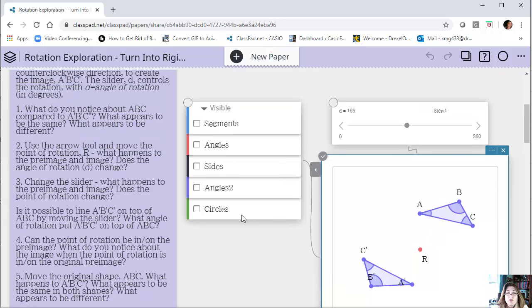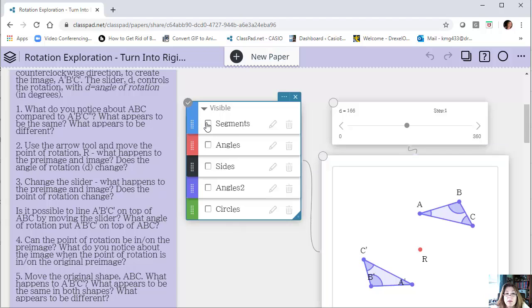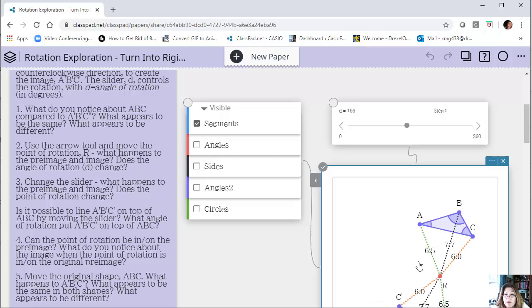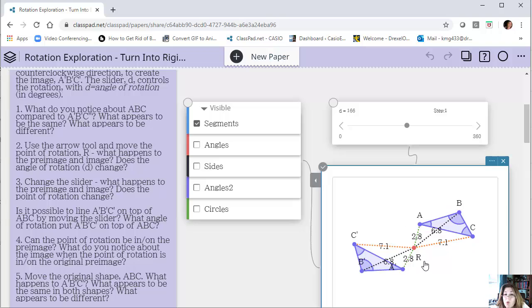Then there's a bunch of these hide show buttons here, which then have them explore rotations a little bit further. So if I were to click segments, what they're going to see here is the corresponding points connected with segments to that point of rotation, right? And what they're hopefully going to notice is that all of those corresponding segments have the same length. So basically the images are the same distance away at each point from the point of rotation. That's something we want them to figure out.